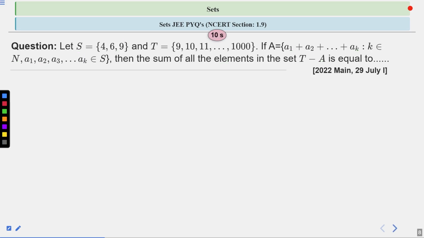So I'll be providing you with some time to try this problem. Then afterwards we will move on to the solution slide. So your time starts now.